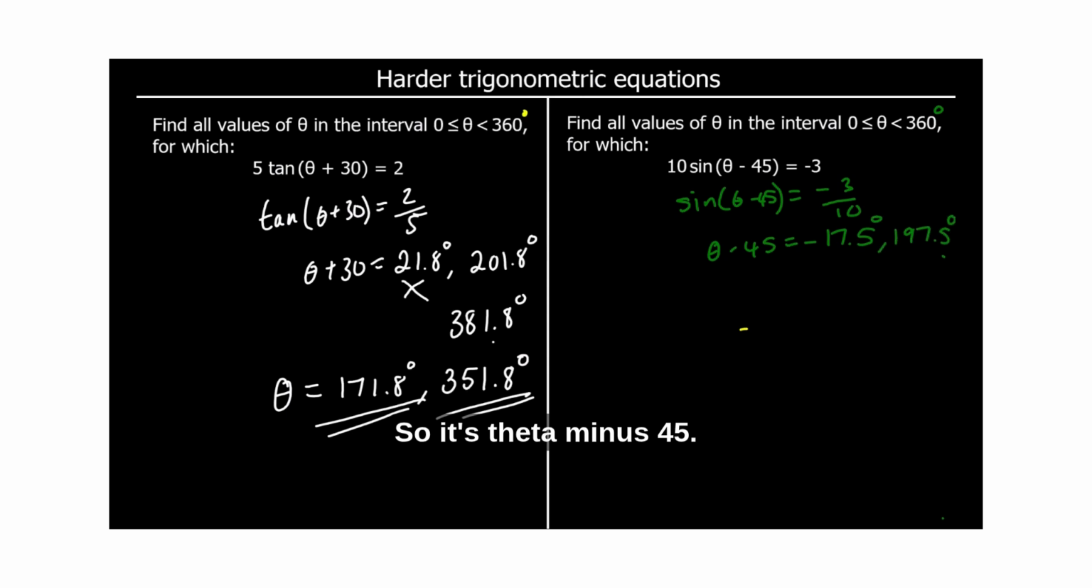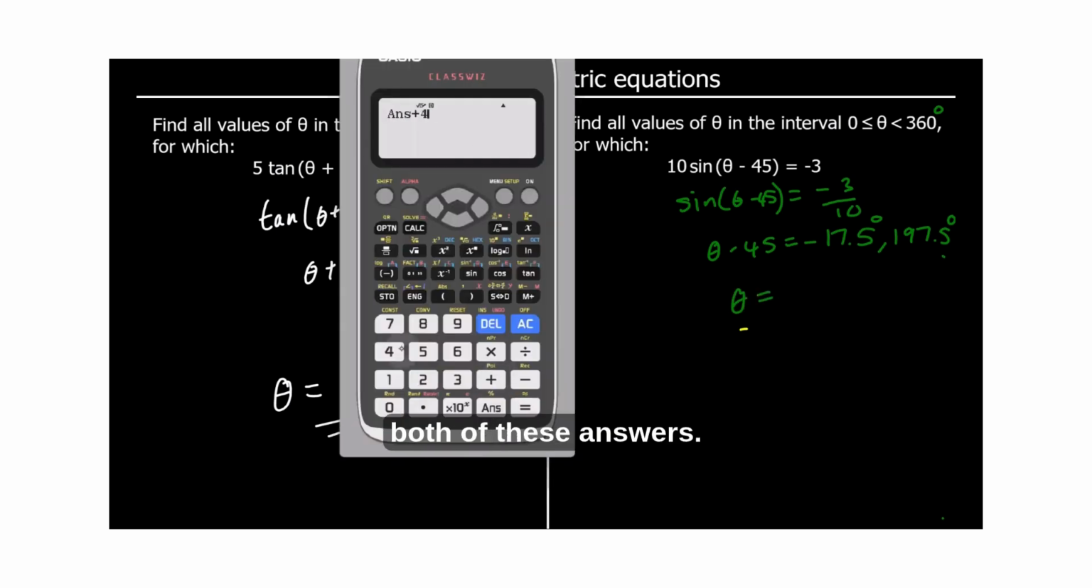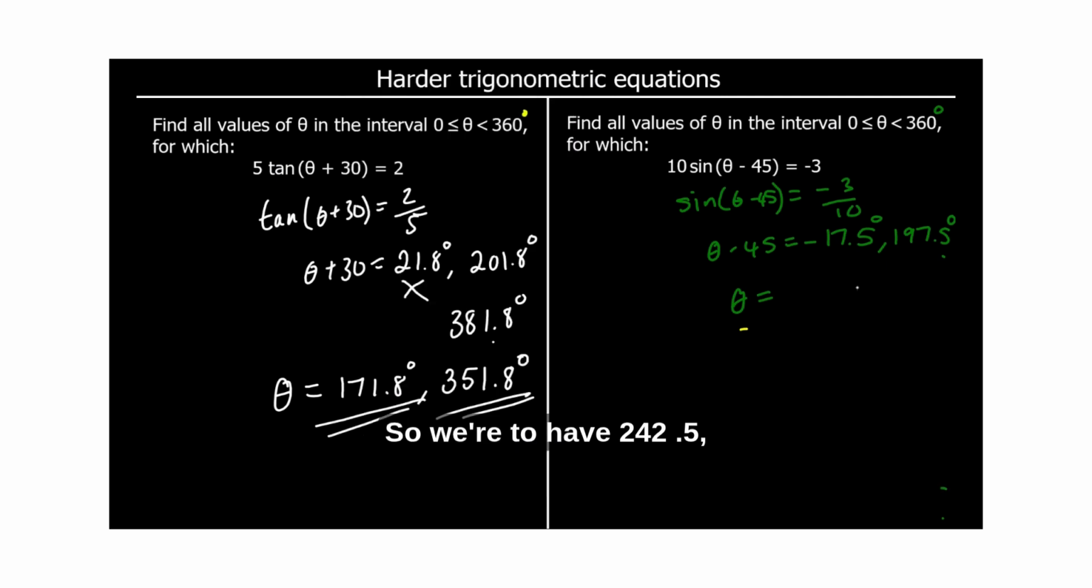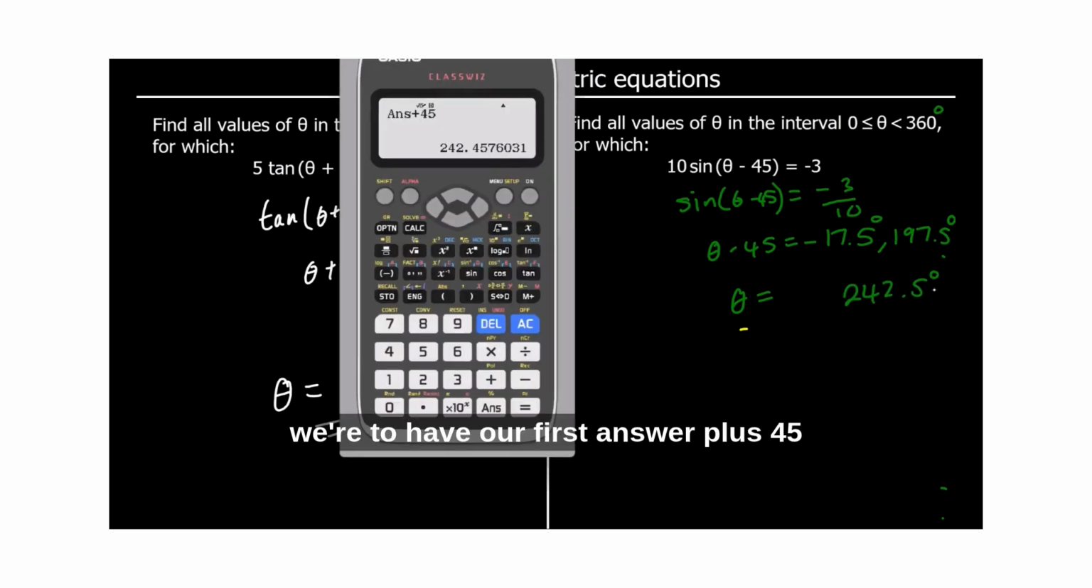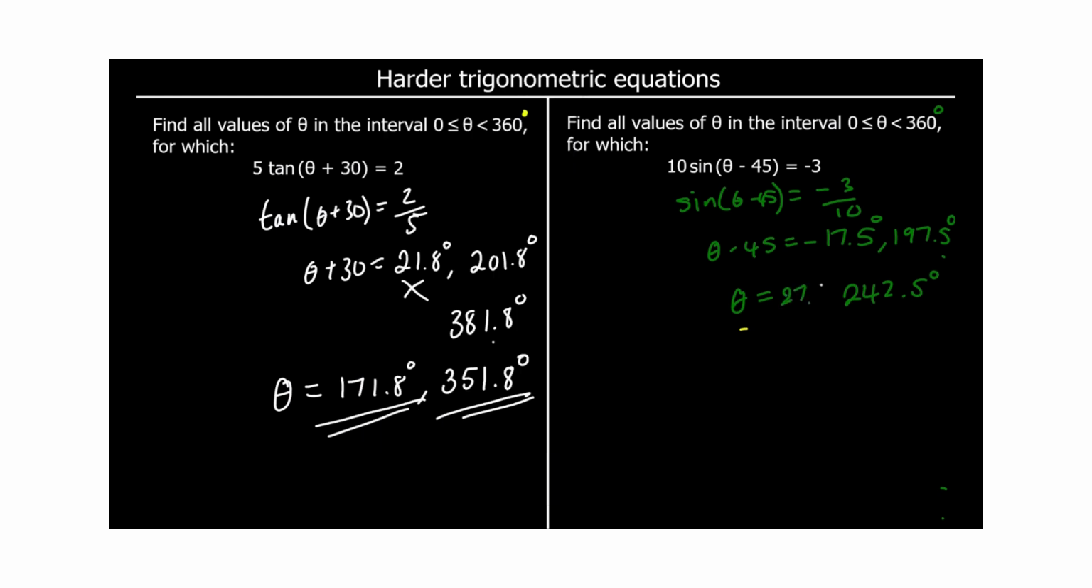So it's theta minus 45. To get theta by itself, we want to plus 45 to both of these answers. So we're going to have 242.5. And we're going to have our first answer plus 45 as well, 27.5. So there we have our answers.